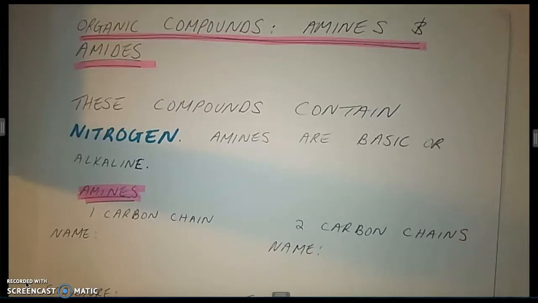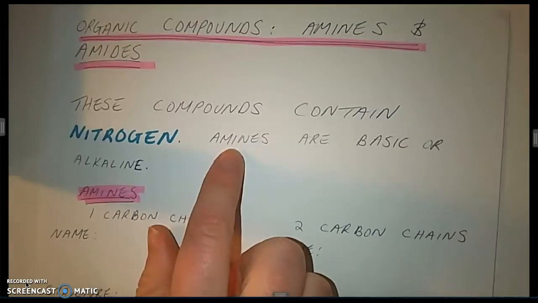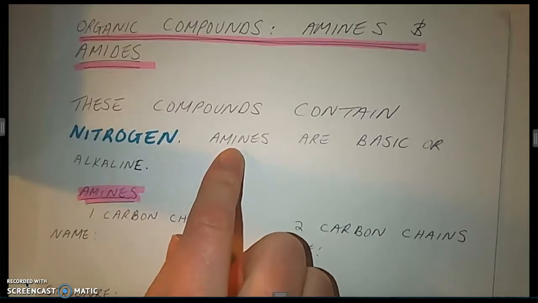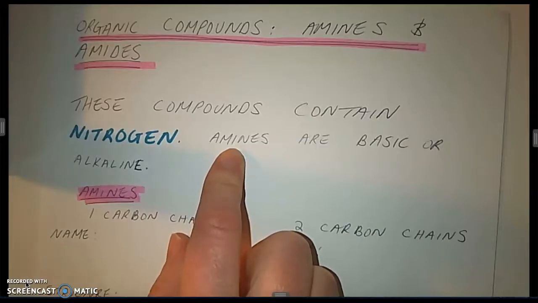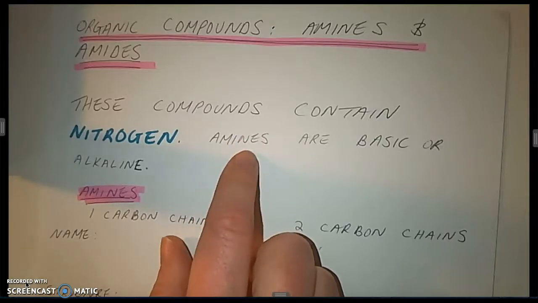One fun fact: amines are based around ammonia, NH3, which is a chemical that comes up all the time in science, and they are basic. So in yesterday's video, we talked about carboxylic acids, which are acidic, and the opposite of that is a basic chemical. So amines are basic.